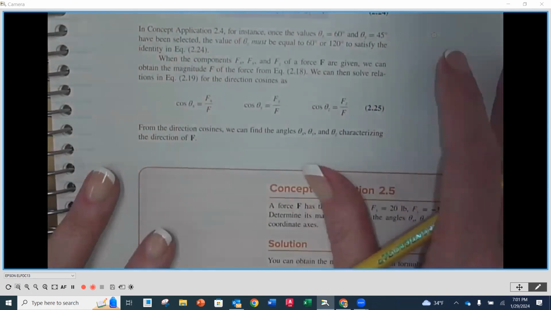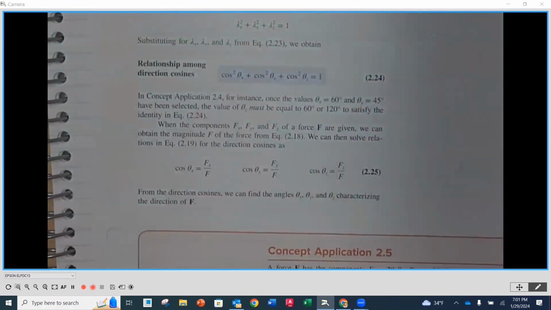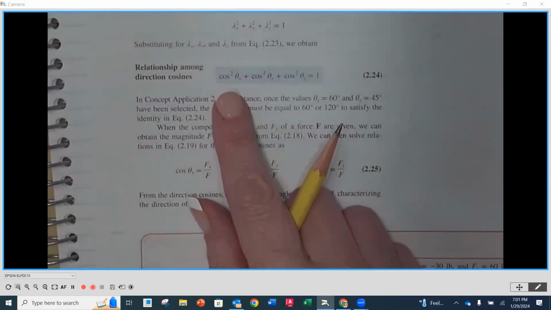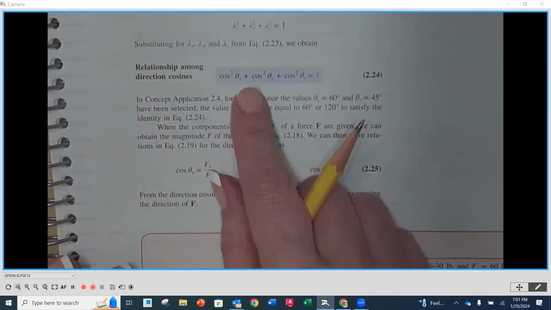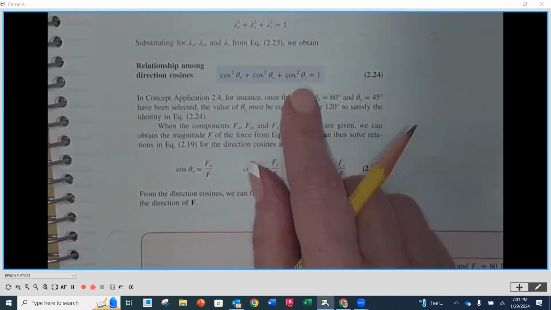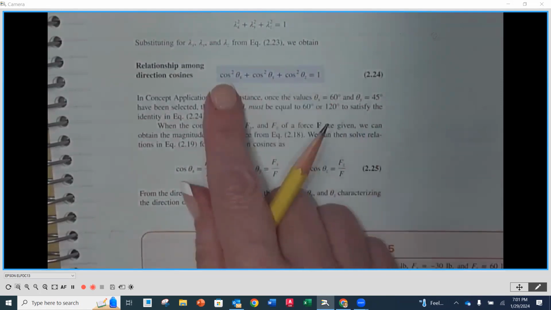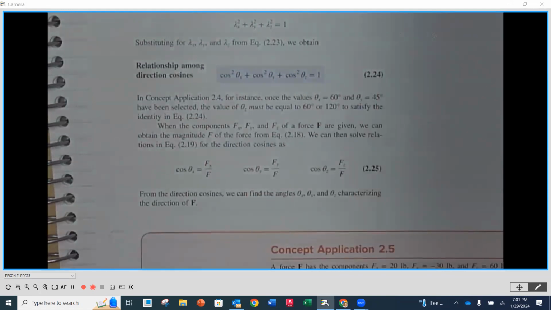Now, the relationship among the cosines. This is going to be another one that we're going to want to add to our sheet. We know that cosine squared theta x plus cosine squared theta y plus cosine squared theta z is going to be equal to 1. Okay, so that's a 224. If you want to add that to your sheet, that's going to be another one that'll come up a little bit later.